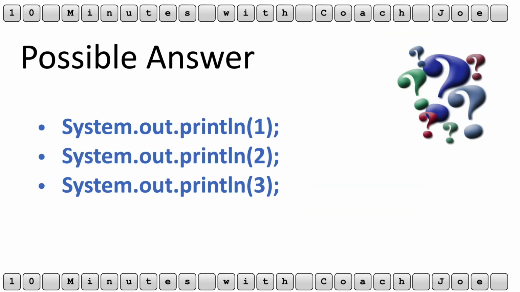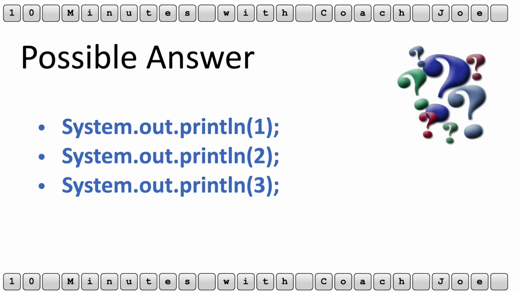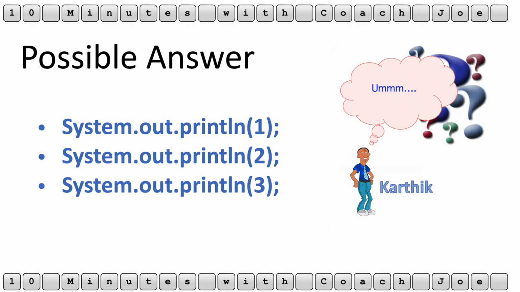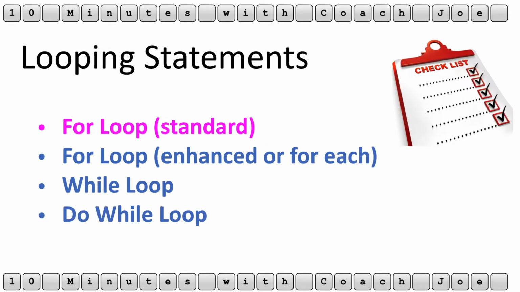Now, what if I need to output 20 numbers? Should we create 20 print line statements? That would be a fair amount of work to write those lines of code. What if I need 1,000? Often you will be in a situation where you need to execute a set of code multiple times until a specific condition is met. There are 4 types of looping statements that will accomplish this task. In this lesson, we will cover the standard for loop.